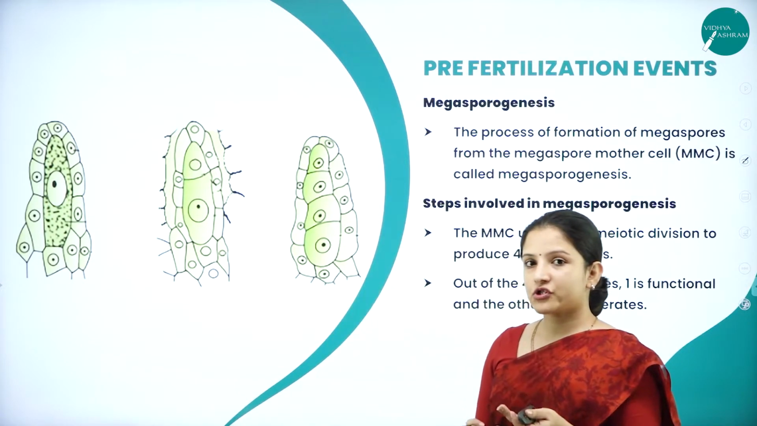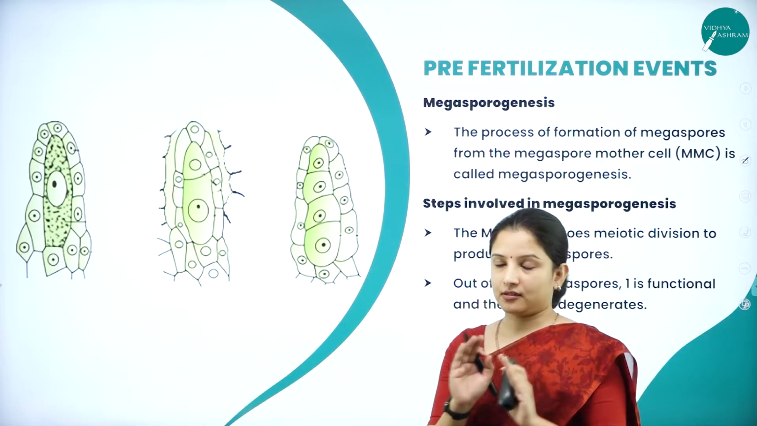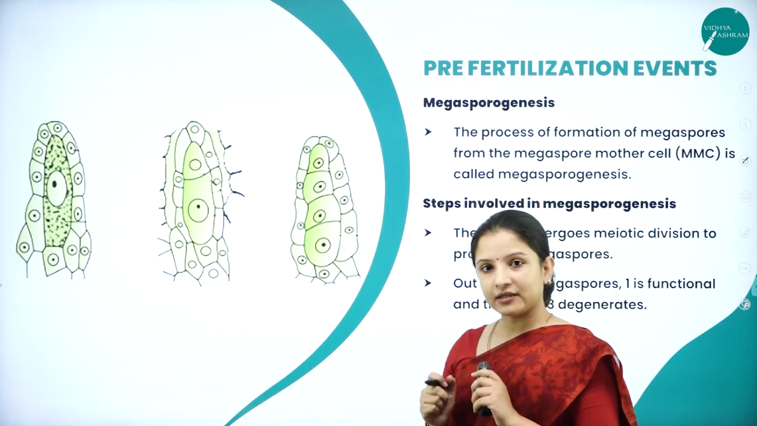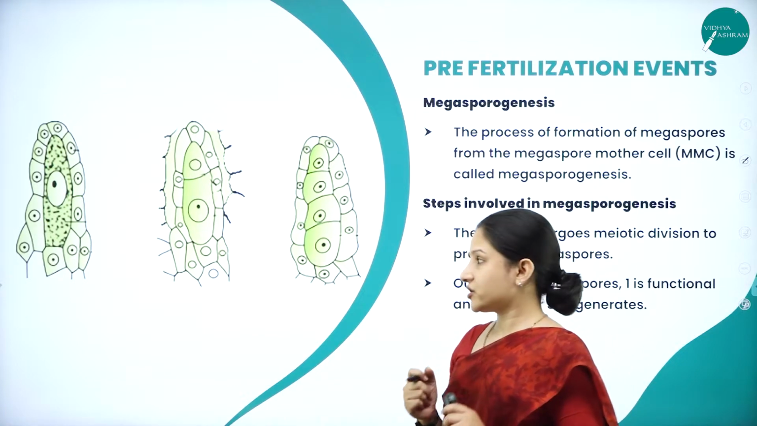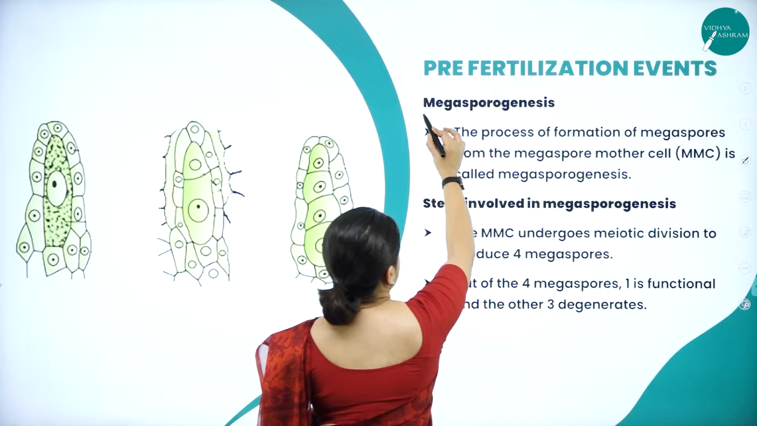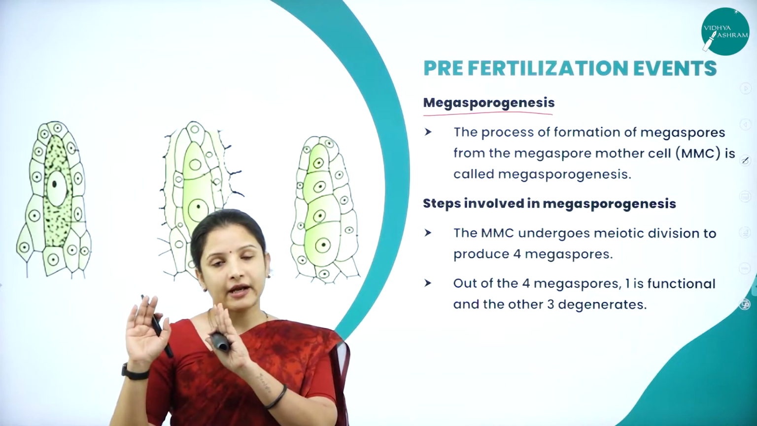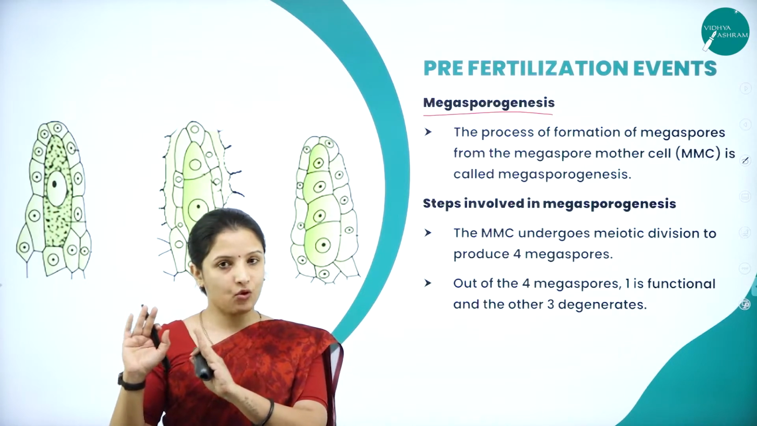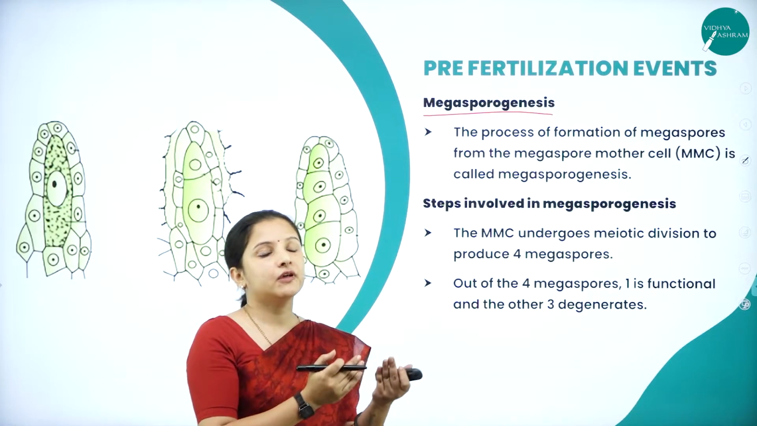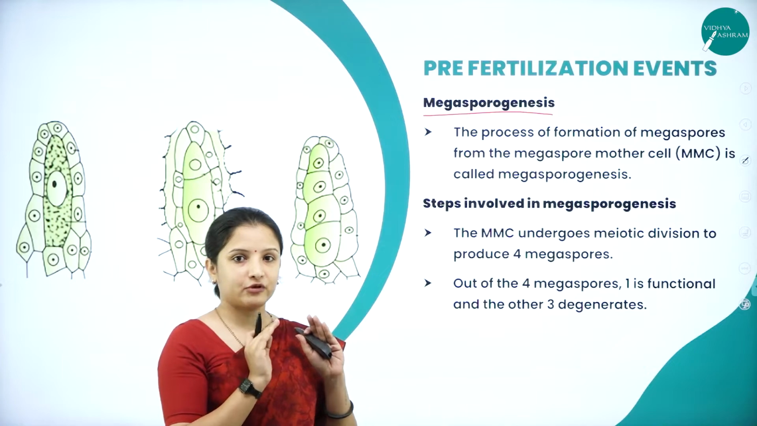Microsporogenesis was related to the stamen, that is the anther. Megasporogenesis is related to the female gametophyte, that is the gynoecium. In megasporogenesis, we'll study the next pre-fertilization events. Whatever pre-fertilization event had to occur inside the anther is over. We have learnt about it. Now we'll move on to the pre-fertilization events that will occur inside the female gametophyte.